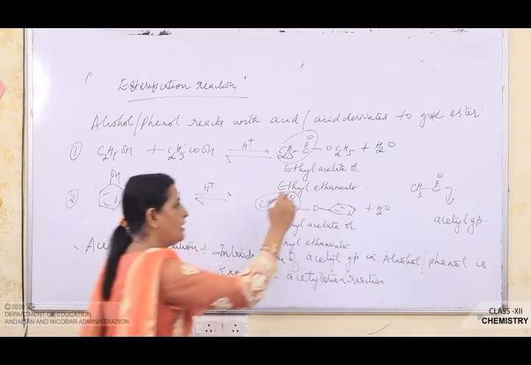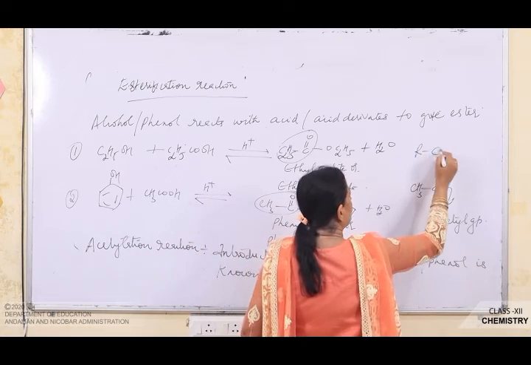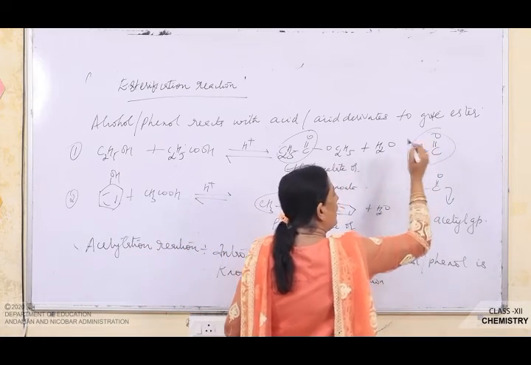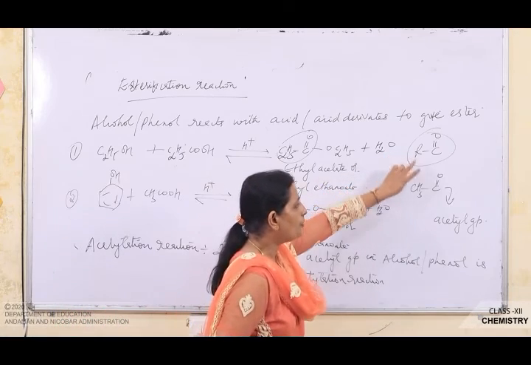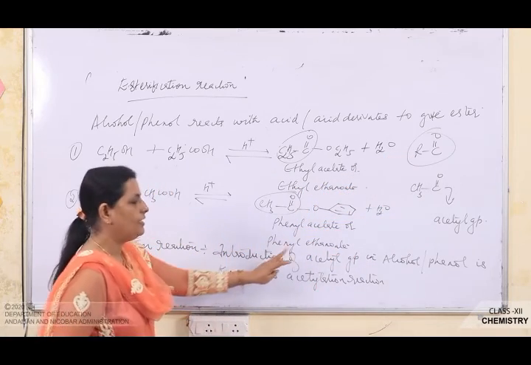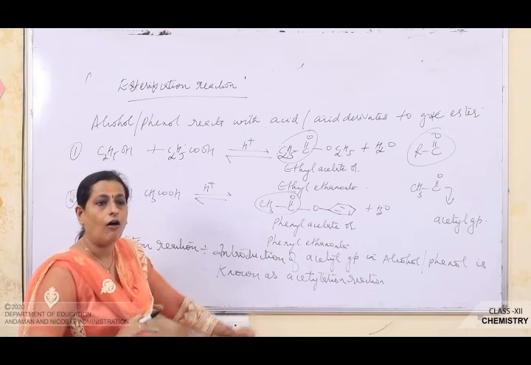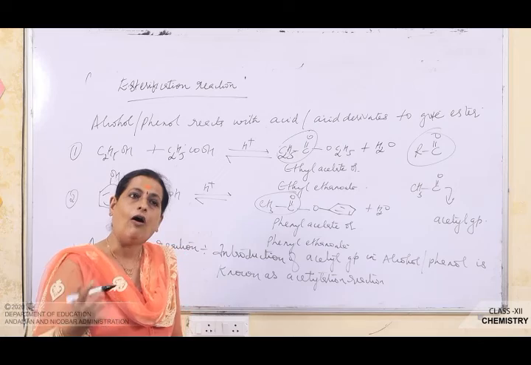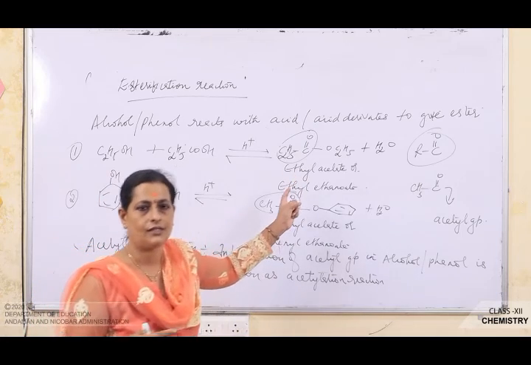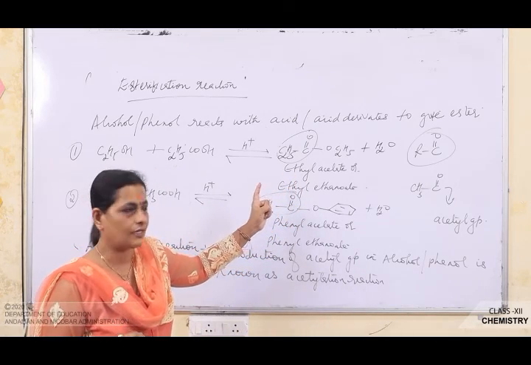In case of esterification, RC double bond O is introduced, where R can be any alkyl group. When the alkyl group is CH3, then we call it acetylation reaction. So all esterification reactions are not acetylation reactions, but all acetylation reactions are esterification reactions. Is it clear?